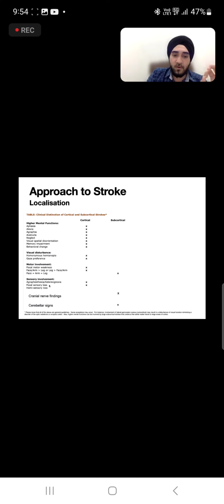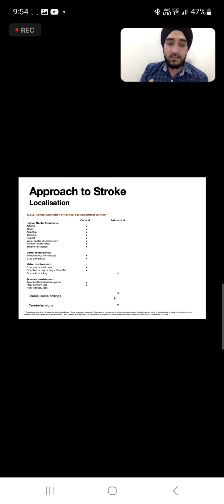Then if you have cortical sensory loss like agraphesthesia, astereognosia, if you have focal sensory loss, cortical stroke is more likely. Hemisensory loss, subcortical stroke is more likely. Cranial nerve finding, subcortical stroke. So subcortex here involves everything. It also involves the brainstem. So cranial nerve and cerebellar findings are definitely subcortical.